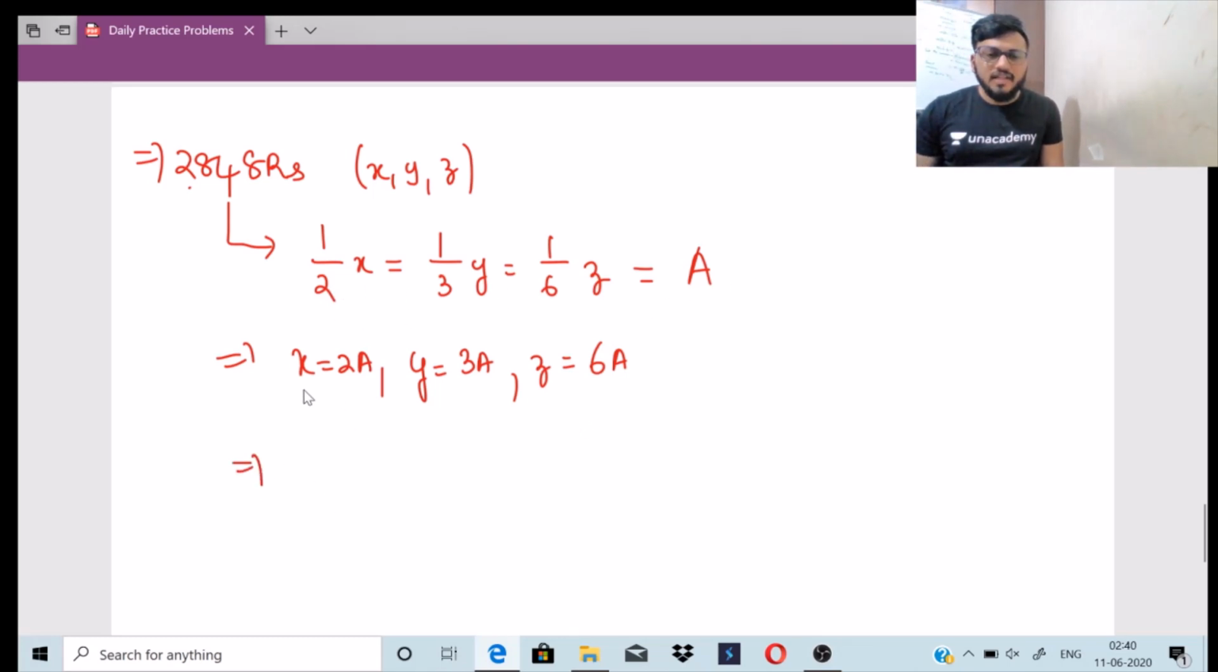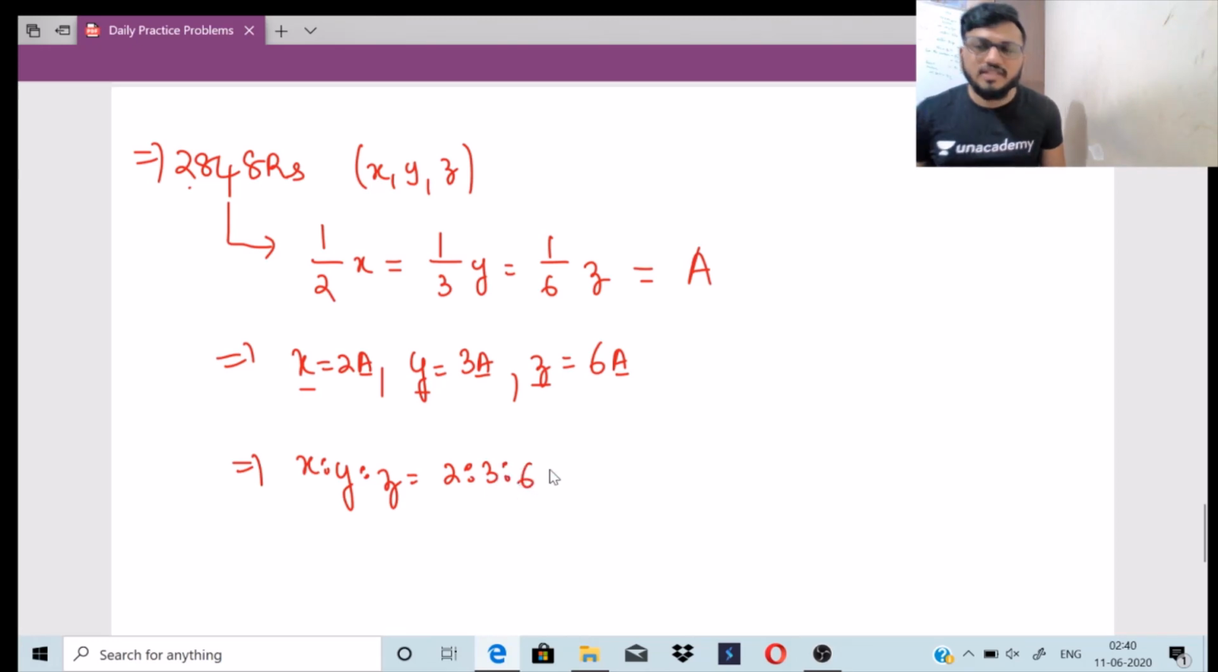So I can easily tell that x is to y is to z, all equated to a single number a, I can write it as 2 is to 3 is to 6. So what is the sum of these three ratios? It is 2 plus 3 plus 6. So 9 plus 2, 11 is the sum of these three ratios.